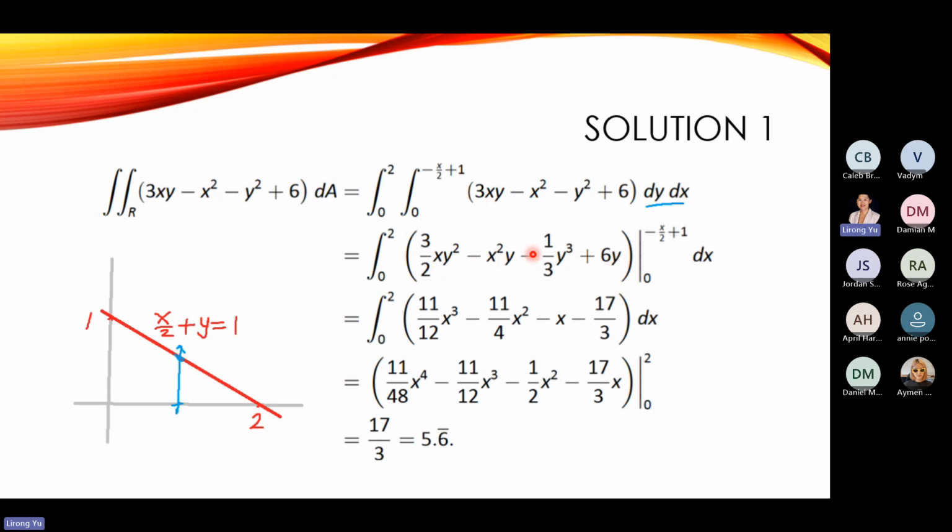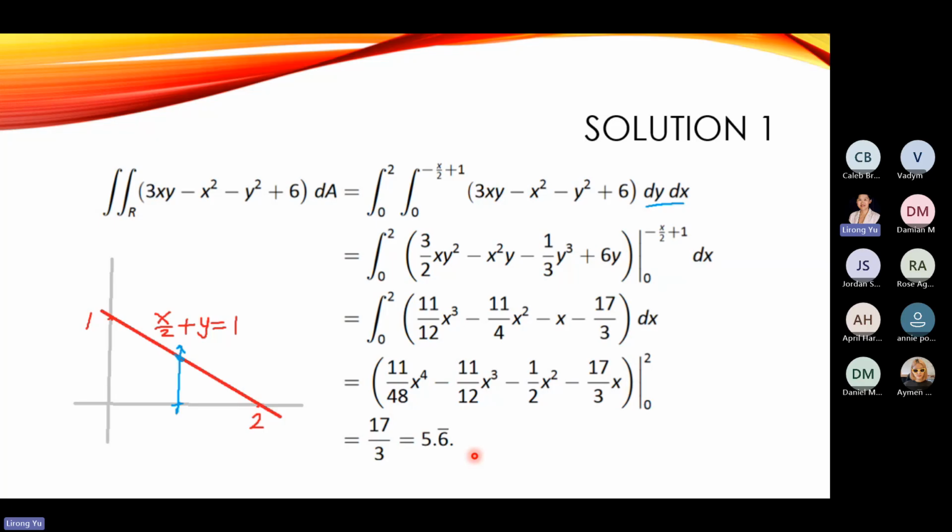Yeah, there's a lot of simplification from this step to this step. There's a lot of jump. We skip quite a few steps from here to here. The substitution takes some time to do. So this is after the terms have already been combined and simplified, and then we apply the power rule to integrate. And after the integration, plug in x equal to 2, and we have our final answer. So that's solution number 1, using the order of integration dy dx.